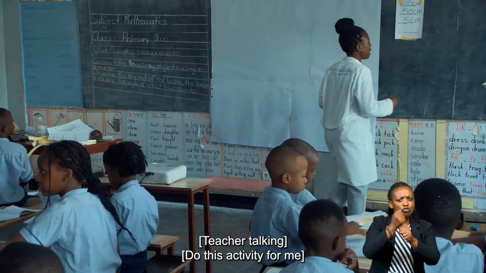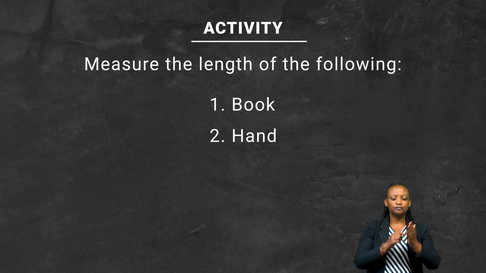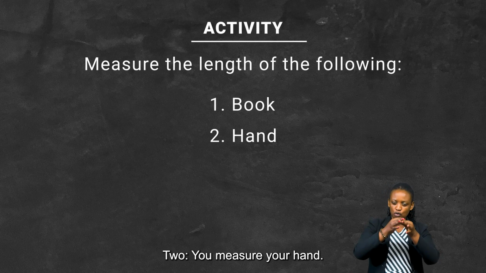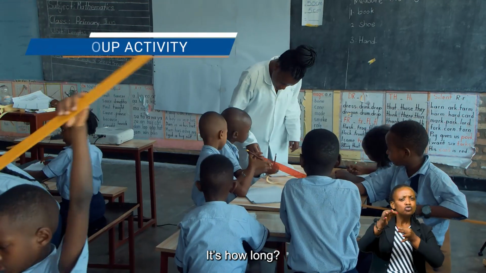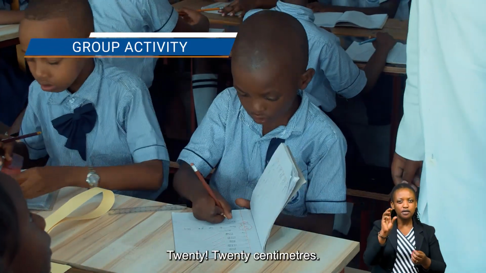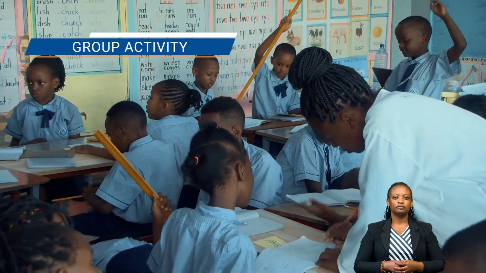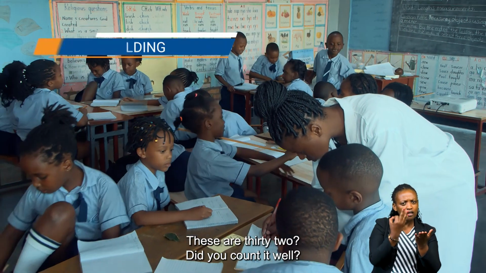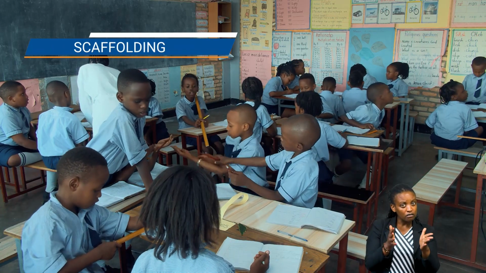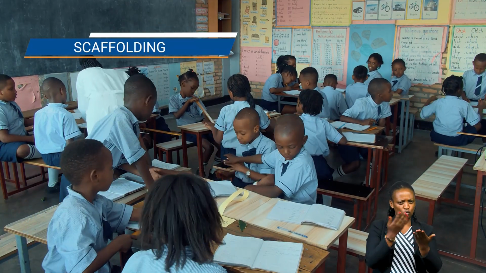Do for me this activity. Measure the length of the following. 1, book. 2, you measure your hand. It's how long? 20 centimeters. You have to remember writing it, centimeters. These are 32. Did you count it well? Let us see the size of your book.